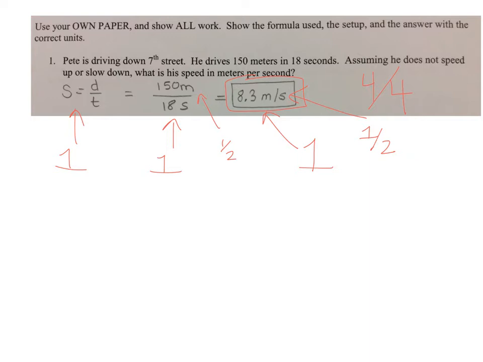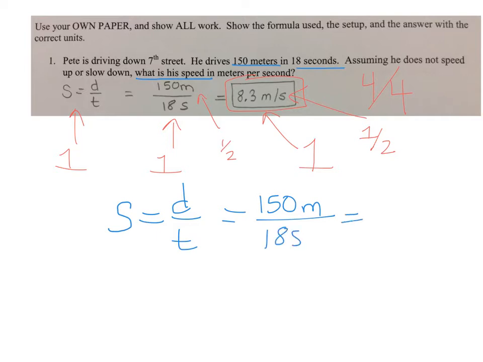So step 1 was that I wrote down what I was looking for. So the problem asks me, what is his speed? I just underlined that in blue. His speed is what I'm looking for, so that's how I know I want the speed formula. And the speed formula is distance divided by time. And I'm abbreviating distance and time and speed with their letters. So distance in this problem is 150 meters. So that's why I wrote 150 m. And the time was 18 seconds.